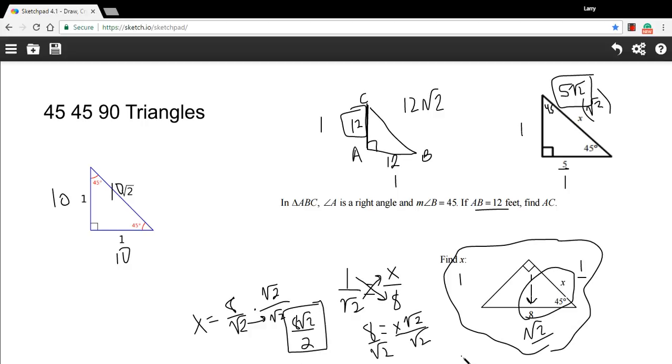So a little trickier when you have the square root of 2 side and you want to find the 1 side. But set up a proportion, cross multiply, and then rationalize the denominator if you have to. So that's a little bit of work with 45-45-90 triangles.